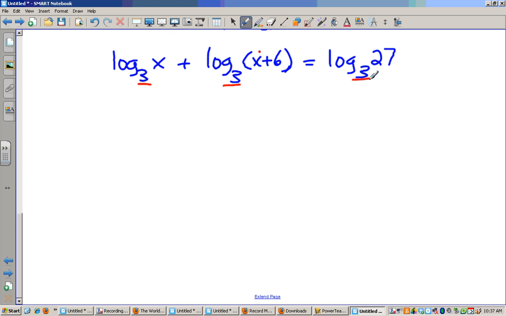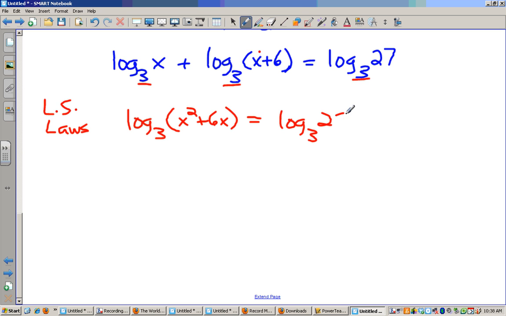You can combine the left-hand side. So on the left side, we're going to use the laws, and then we will have log base 3 of x squared plus 6x equals log base 3 of 27. Now the shortcut here is because both the left side and the right side are written as log base 3, we can go right to the next step: x squared plus 6x equals 27.